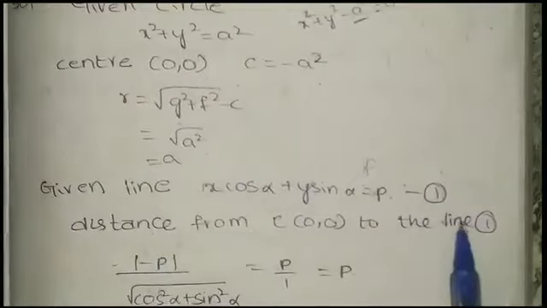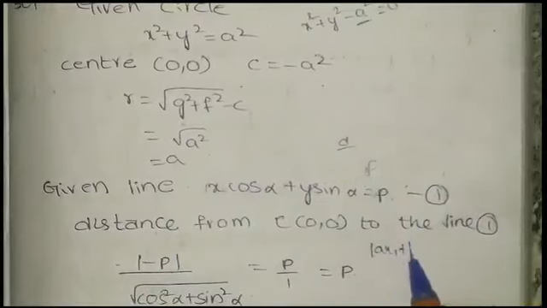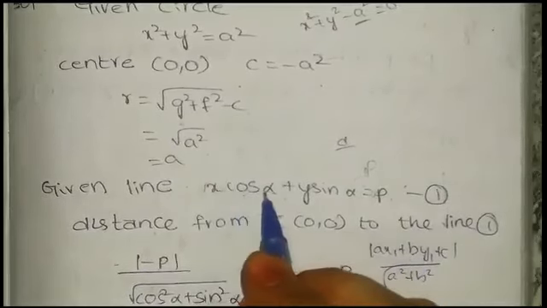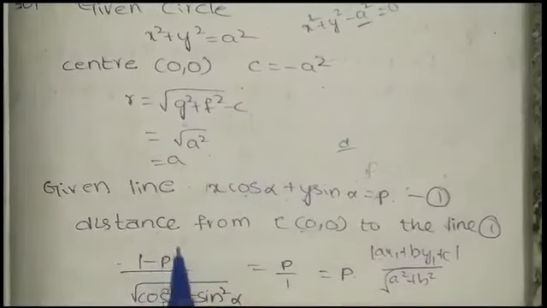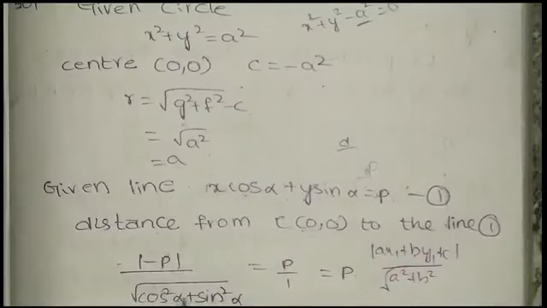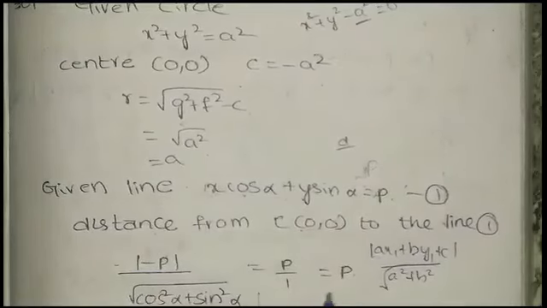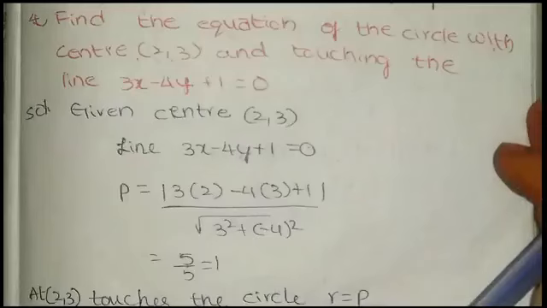Now what do we have to find? We have the radius. We have to find the d value, the perpendicular distance. The formula is ax1 plus by1 plus c over root of a square plus b square, where a and b are the coefficients of the line: cos alpha, sin alpha. But x and y are 0, so we will get minus p, since when we send p to this side it becomes minus p. And the denominator cos square alpha plus sin square alpha is 1. So the distance is p. We have radius value a and distance p. So the length of the chord formula 2 into root of r square minus d square gives 2 root of a square minus p square as the answer.